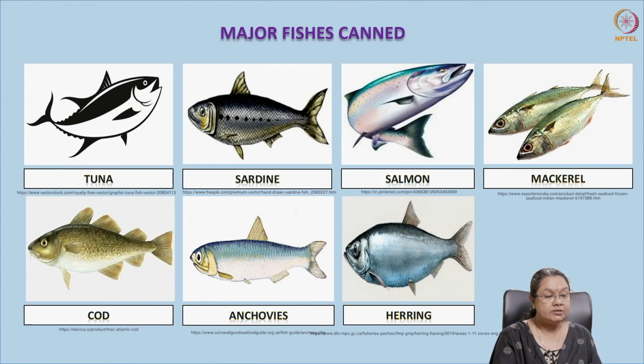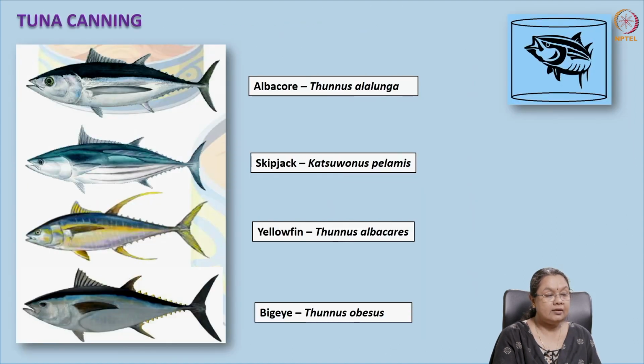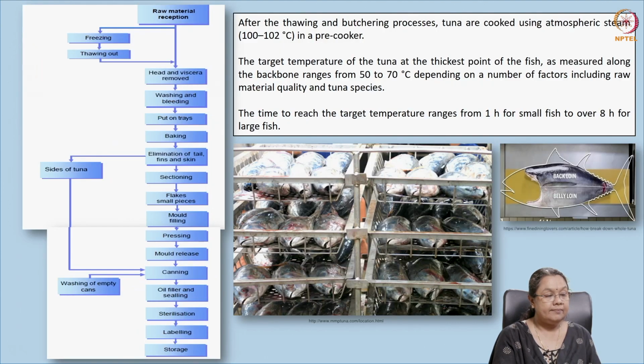Now these are the major types of fish that are canned. We find tuna, sardine, salmon, mackerel, cod, anchovies and herrings. In the case of tuna, we find albacore, skipjack, yellowfin and bigeye. You will find their scientific names along with the common names. In the case of tuna, the raw materials are received. Generally, the fish are caught in bulk, so they cannot be kept as such. They need to be frozen. So the frozen material reaches the plant for the canning process.